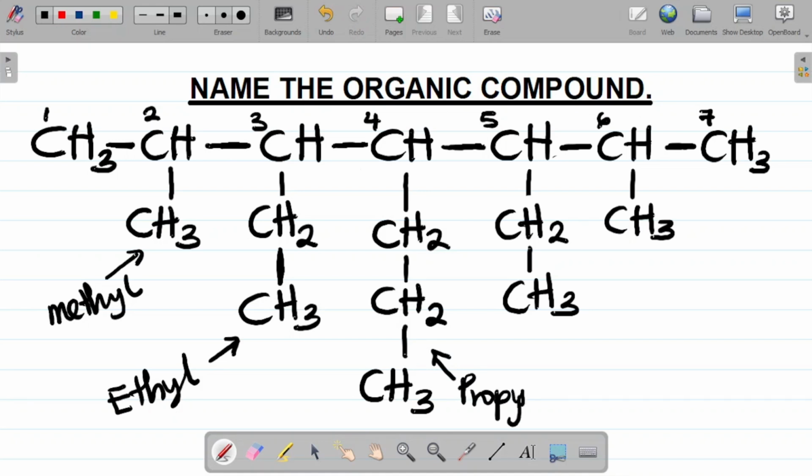Alright, from the alkyl group. What I also have here is also ethyl, same as on the left hand side. Also, what I have here is methyl. So these are my substituents.